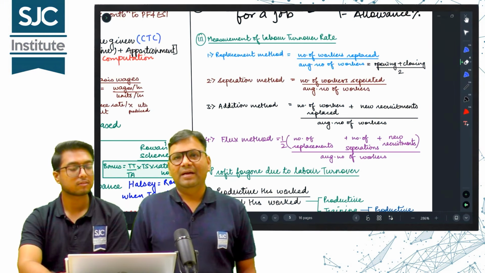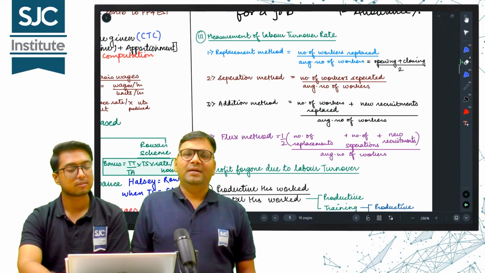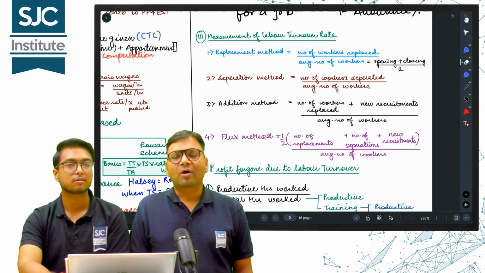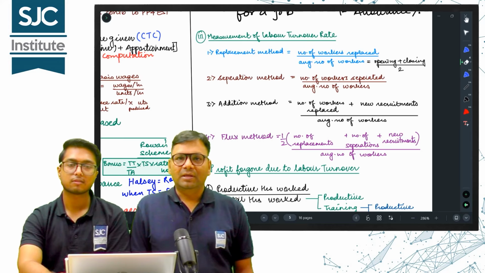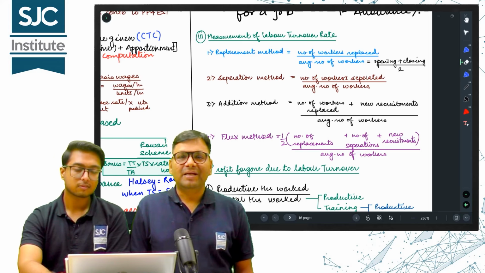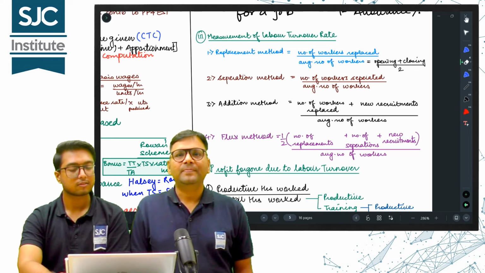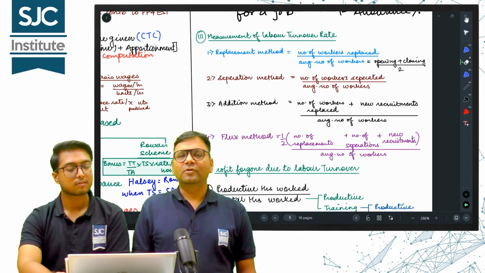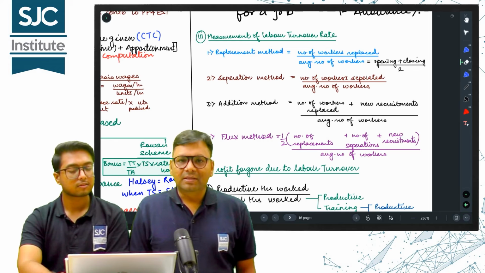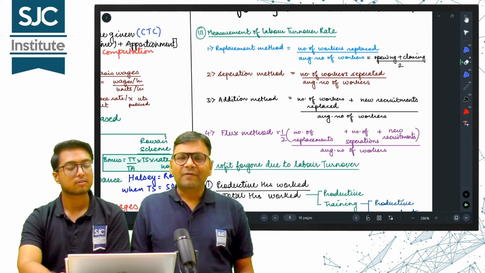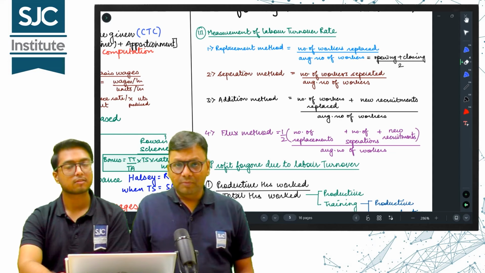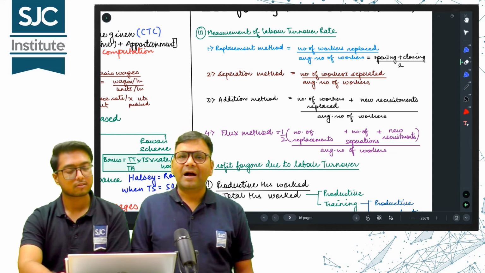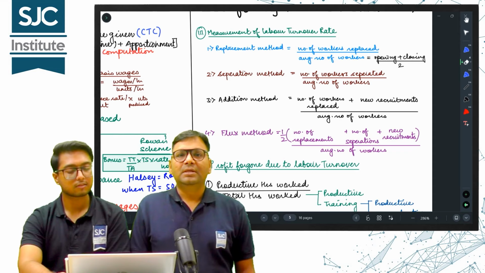The third method is addition method or accession method. Accession method is equal to number of new workers joining the company because of any kind of expansion plus number of workers replaced, divided by average number of workers. And the fourth one is flux method. Here you are taking in numerator half of workers replaced plus new plus separations, divided by average. Remember, you have to take half of the numerator.